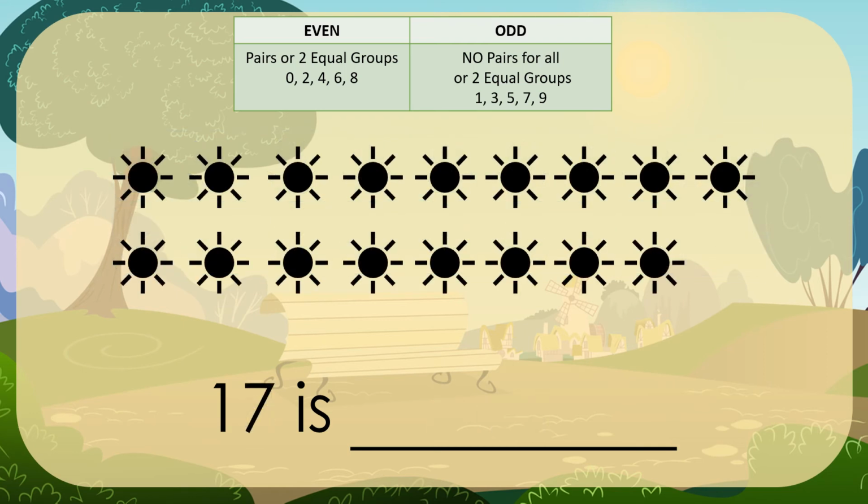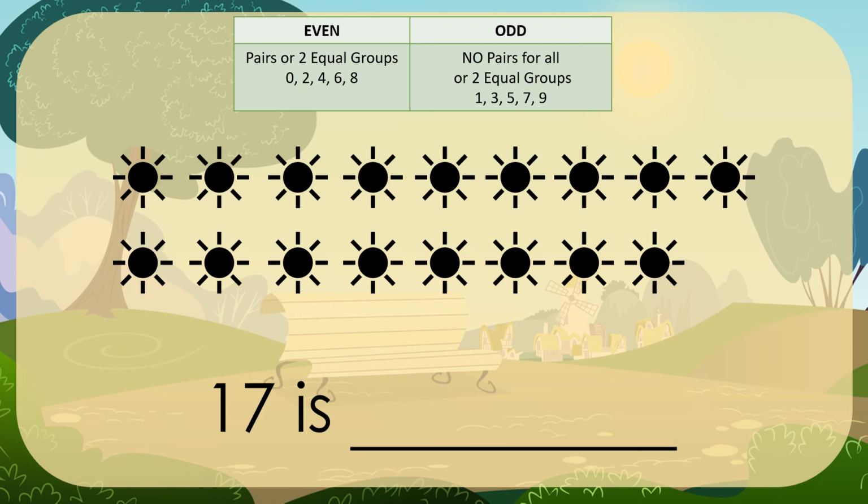Let's look at this model of 17 suns. We can tell just by looking at the model that if I were to pair each sun with a partner, I would have one left over. So we already know that 17 is an odd number.